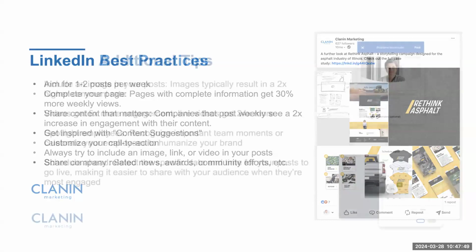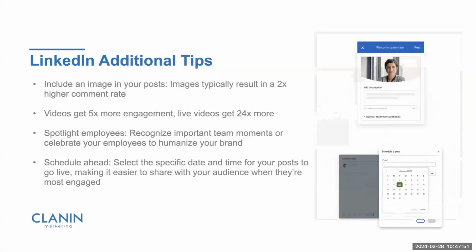As we go through this a little bit more, just some additional tips. Make sure that you are posting something with your post. You don't want to just post a line of copy. You want to pair it with a video. You want to pair it with a photo. Images typically result in a 2x higher comment rate. Videos get 5 times more engagement. What I love is that you can use it to maybe spotlight employees. Maybe you're a little bit of a larger organization, you have multiple team members. Maybe you're leaning into that company culture.